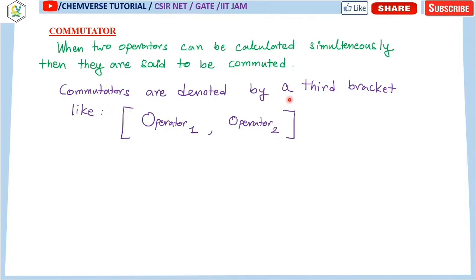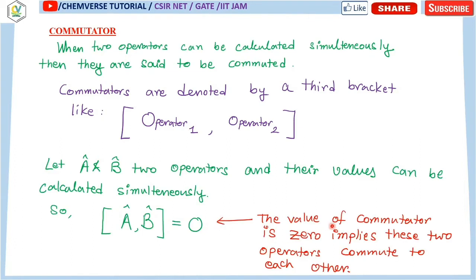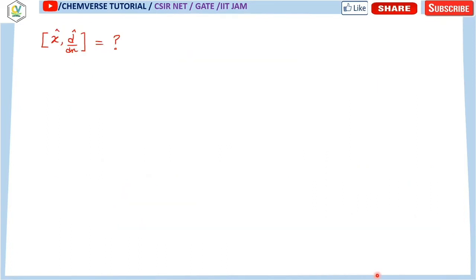Now the commutators are denoted by this kind of square bracket, as you can see. And over here, suppose A and B are two operators and their values can be calculated simultaneously. So I can say that they commute with each other, and so the commutator value is 0. This bracket denotes the commutator value and it is basically 0. Now the value of the commutator is 0, which implies these two operators commute with each other. Okay, fine. So the point is how to determine the value of the commutator.